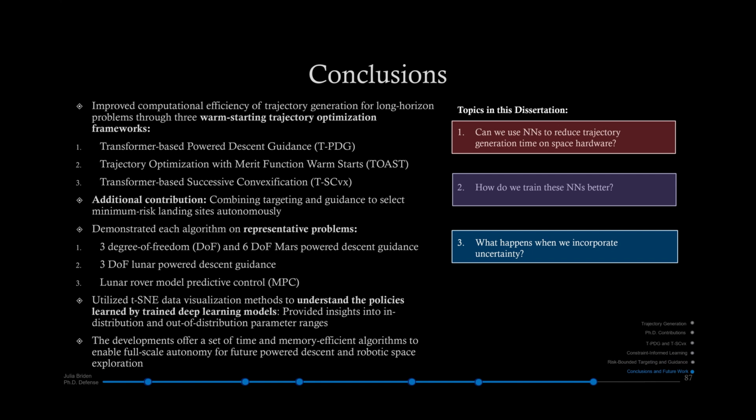We also demonstrated each of these algorithms on a variety of representative problems. So both 3 degree of freedom and 6 degree of freedom Mars power descent guidance, 3 degree of freedom lunar power descent guidance, as well as a lunar rover model predictive control problem. We also utilized t-SNE visualization methods to understand the policies learned by training these deep neural networks and provide insights into what is in distribution and what is out of distribution. And these developments offer a set of time and memory efficient algorithms to enable full-scale autonomy for both future power descent as well as robotics-based exploration.